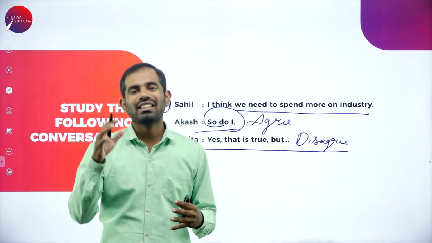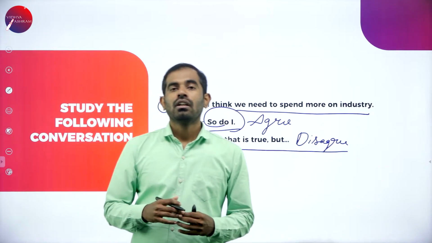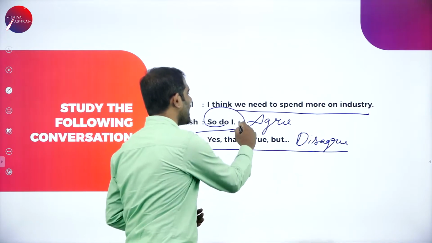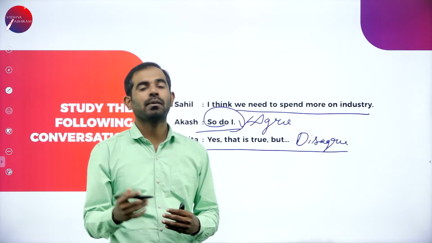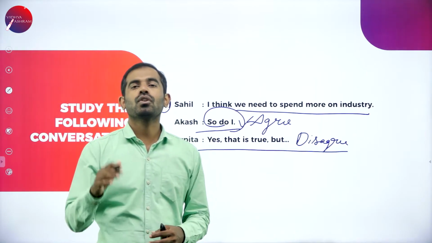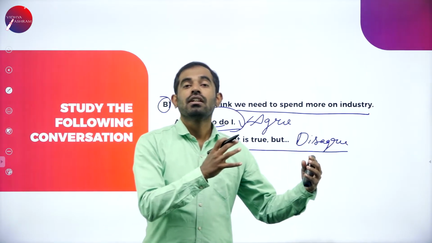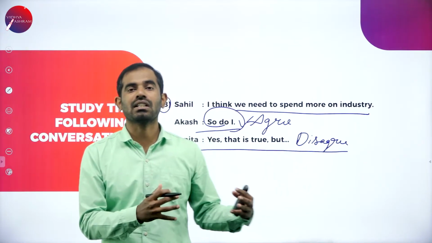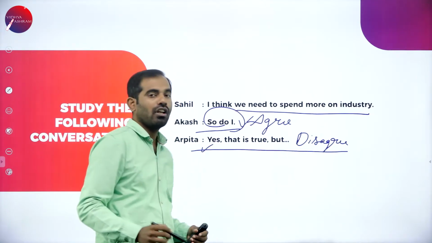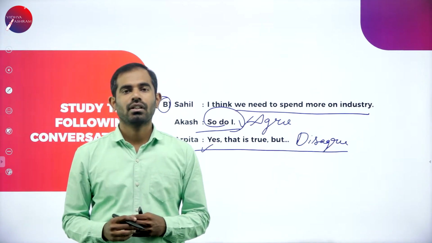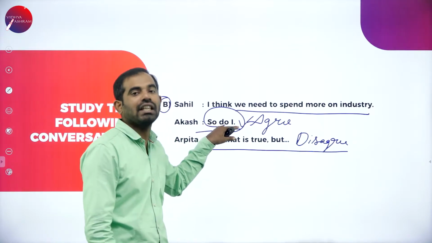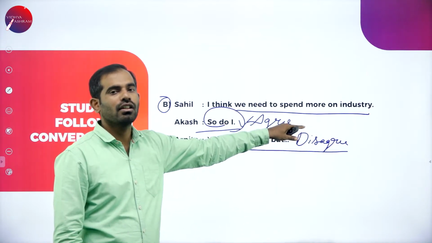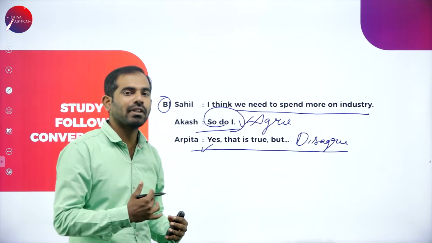It depends on each and every individual. But if you want to agree, you should use words that convey the meaning of agreeing. If you don't want to agree with somebody's point, viewpoint, opinion or answer, then you can use the words of disagreeing. Here, Akash is not saying, yes, you are right. He says, yes, even I do feel the same, so do I. So do I, in the sense, even I am feeling the same thing.